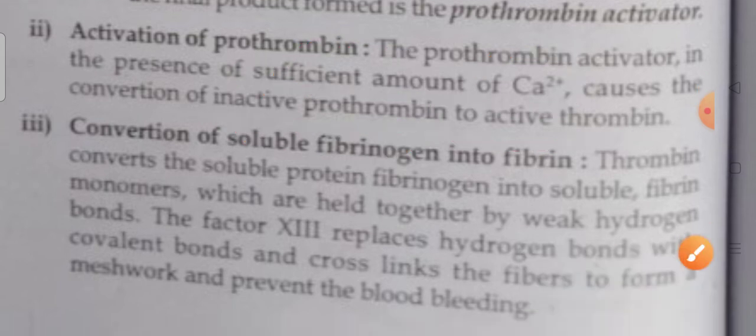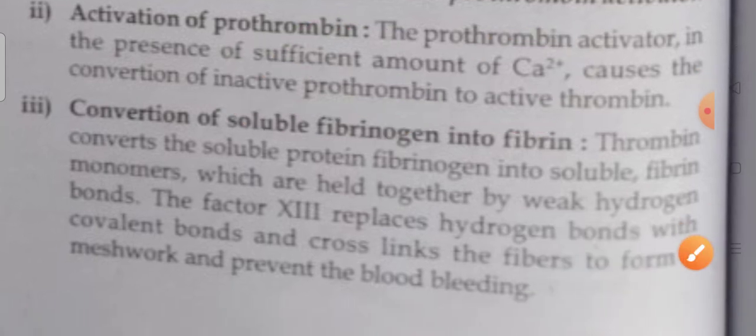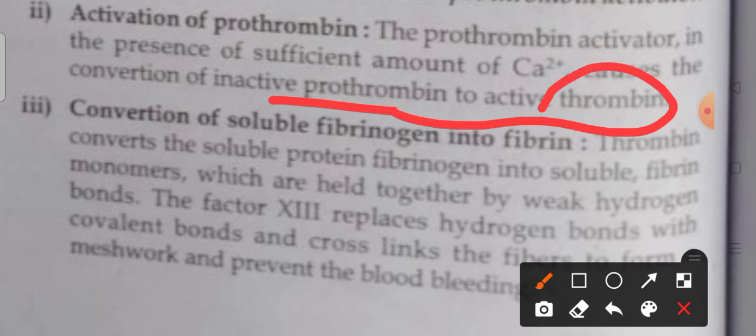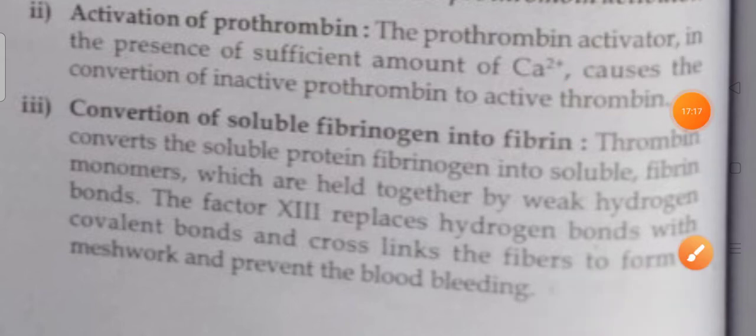Next, the third step is the conversion of soluble fibrinogen into fibrin. Here the inactive prothrombin is converted into active thrombin, and the thrombin converts the soluble protein fibrinogen into soluble fibrin monomers, which are held together by weak hydrogen bonds. Factor 13 replaces the hydrogen bonds with covalent bonds and cross-links the fibers to form a meshwork that prevents the blood from bleeding.